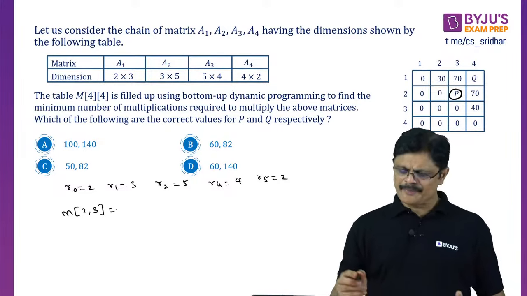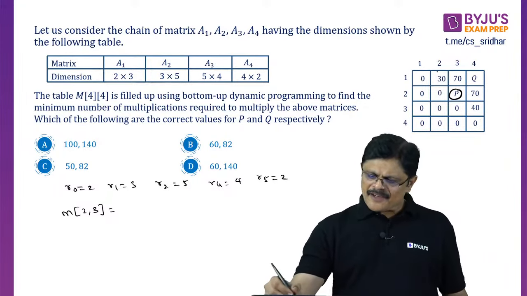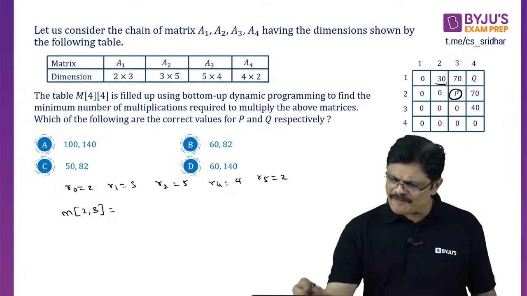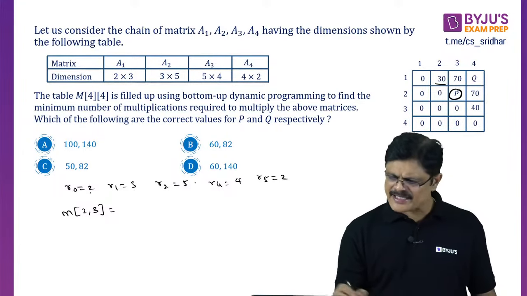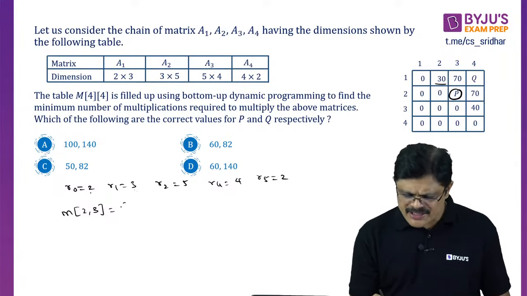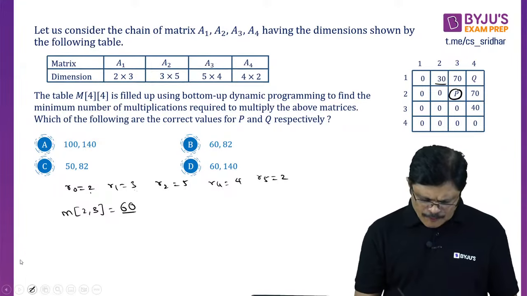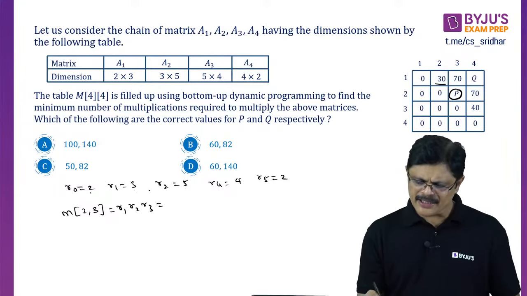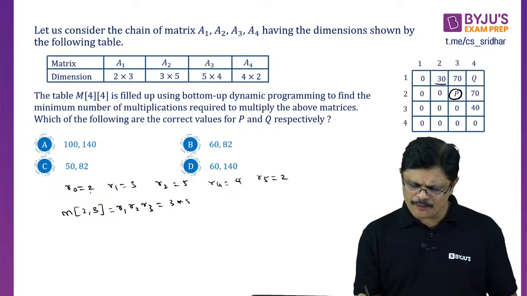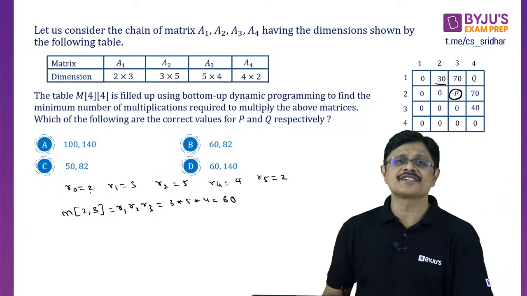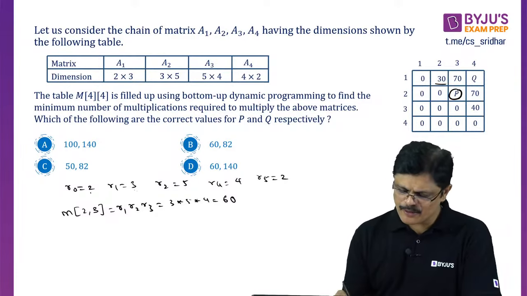M23 means what, sir? See, whatever it is, we just need to multiply the first 3 numbers: 2 threes are 6, 6 fives are 30. This is the next 3 numbers: 3 into 5 is 15, 15 fours are 60. Directly you can get it, or if you want to write the formula, it is very simple: for 2, 3 it means R1, R2, R3, that is 3 into 5 into 4, which is nothing but 60, my dear friends. So this answer P is equal to 60.